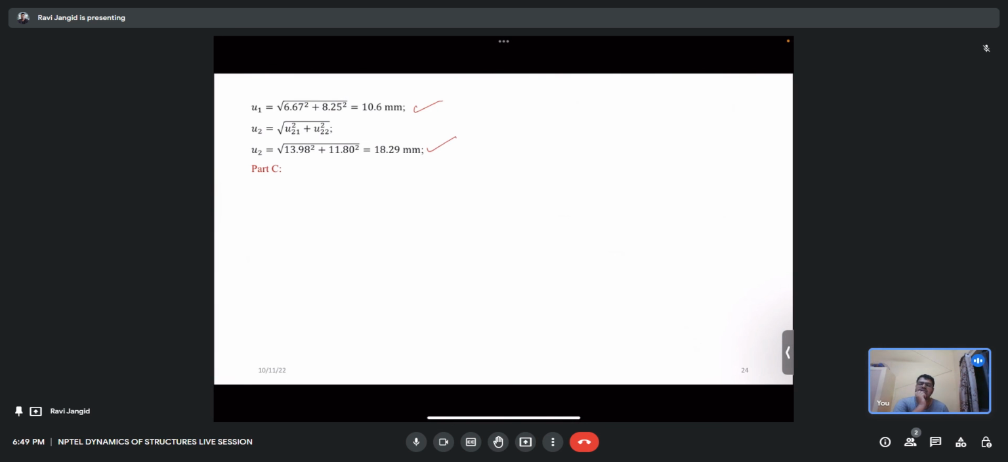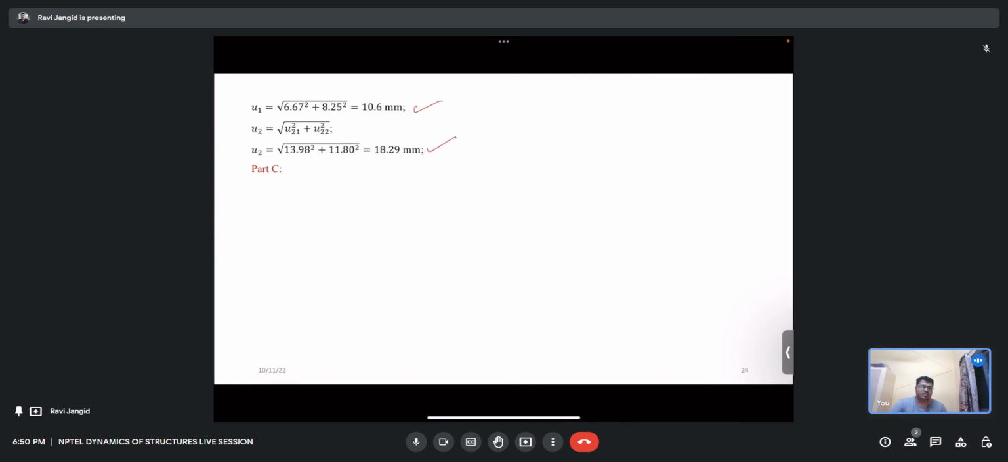Now coming to part C, in which we need to calculate the bending moment. As we have the modal expansion, we can do this.